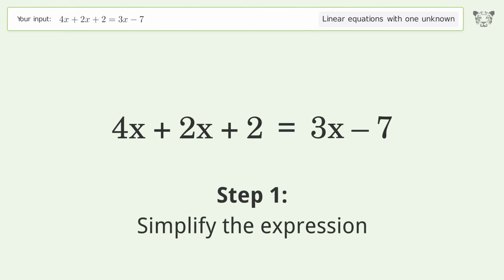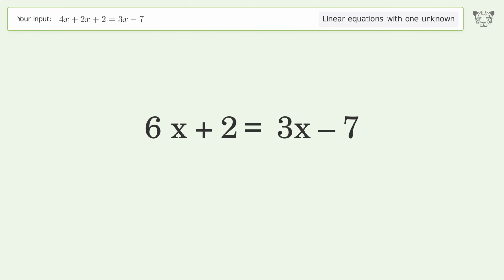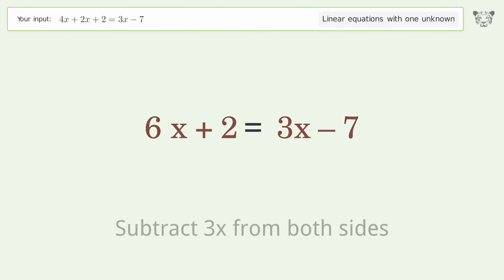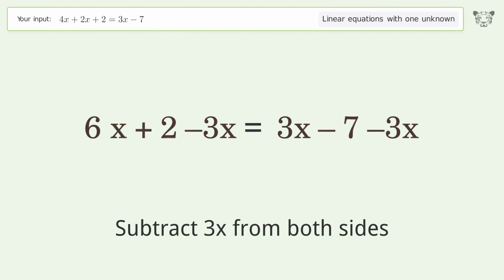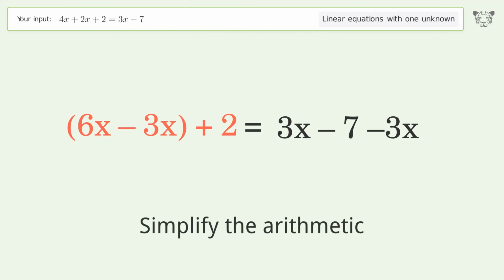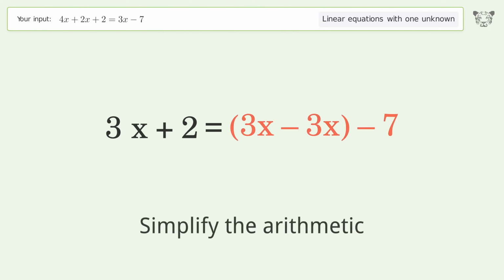Simplify the expression. Simplify the arithmetic. Group all x terms on the left side of the equation. Subtract 3x from both sides. Group like terms. Simplify the arithmetic. Group like terms. Simplify the arithmetic.